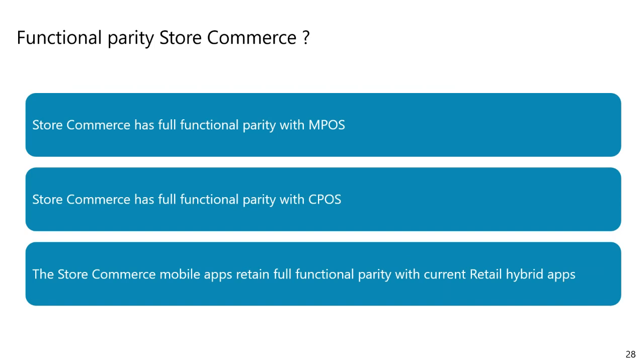In addition, Store Commerce supports the dedicated hardware station. The Store Commerce mobile app also retains full functional parity with current retail hybrid apps. In addition, Store Commerce for iOS includes support for dedicated hardware station. So iOS devices can also communicate with the network payment terminals, receipt printers, cash drawers without using a shared hardware station.